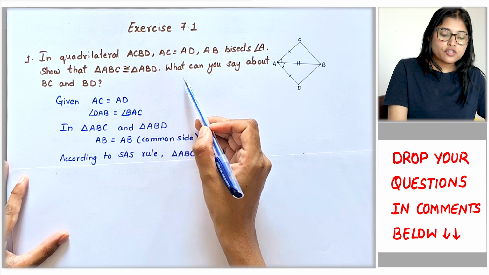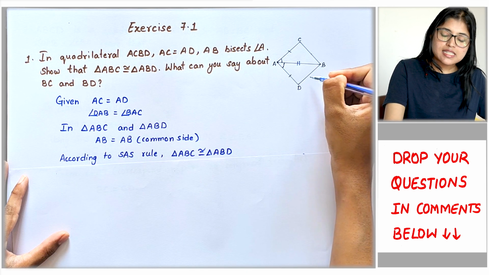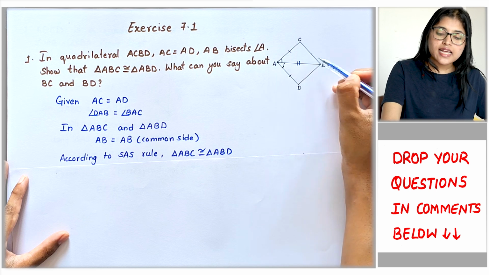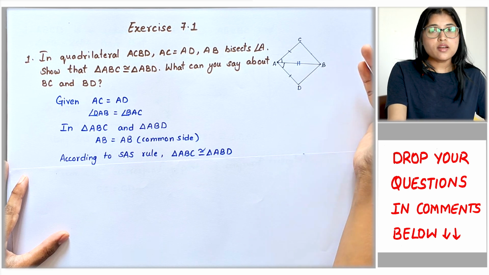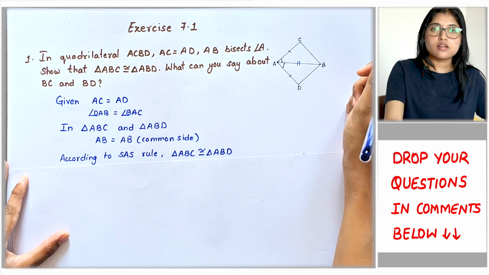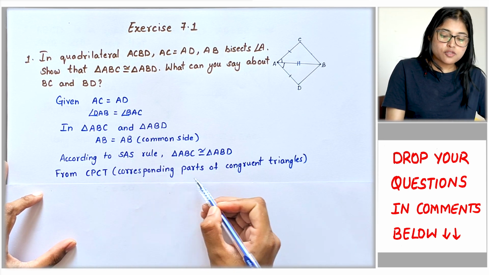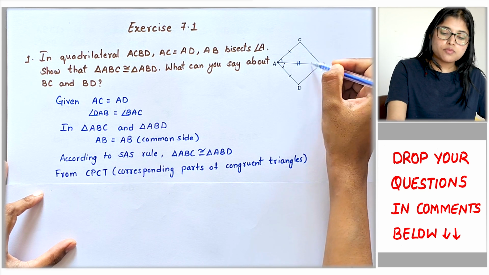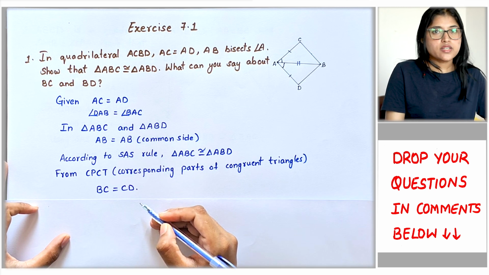Now the next part of the question says, what can you say about BC and BD? So this is BC and this is BD. We know that when two triangles are congruent, all sides in them are equal. That is, all corresponding sides are equal and all corresponding angles are also equal. So we have something called CPCT, which is corresponding parts of congruent triangles are equal. So these two corresponding parts will also be equal. So I can say BC equals BD.